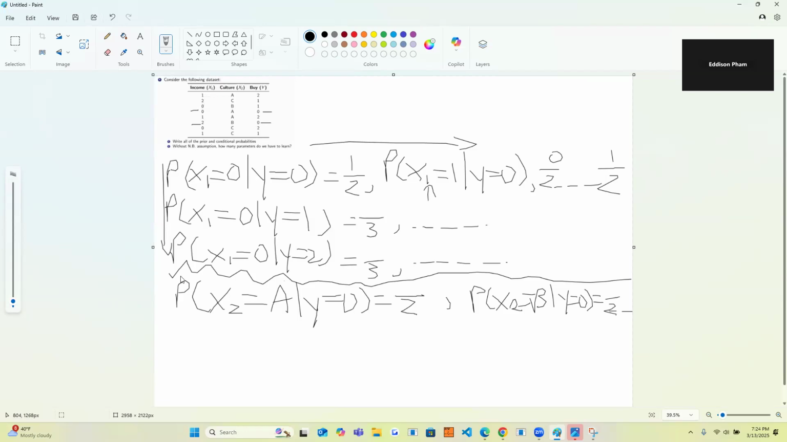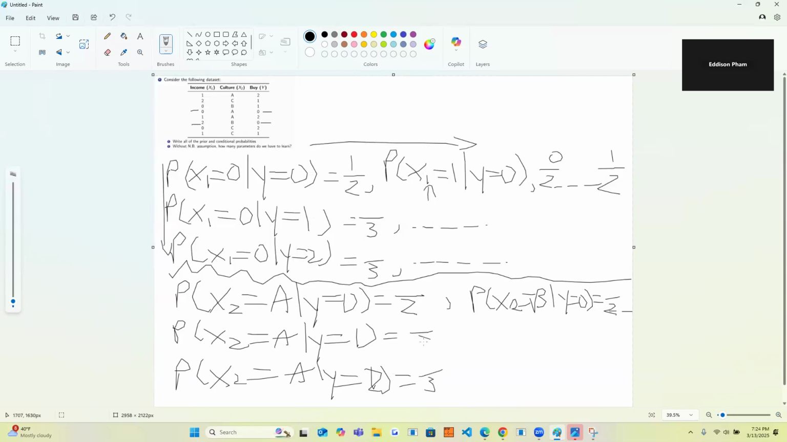So the whole thing about this is that you want to keep it as organized as possible so that you don't miss calculations or repeat calculations. You do the same thing for x2 equals a given y equals 1, and y equals 2. Then you just copy and paste this number right here, and so forth for x2 equals a, b, and c. So that's how you do this type of question.